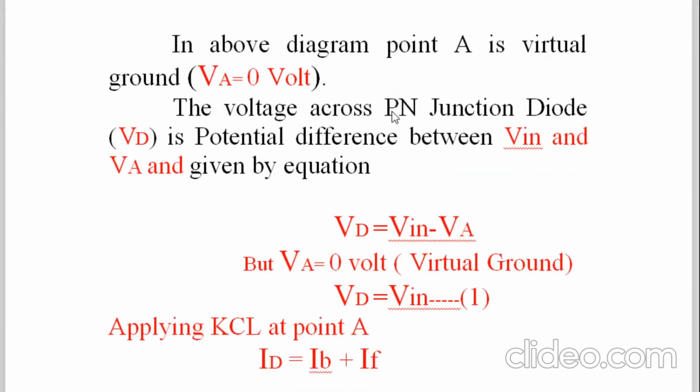So here the voltage across the PN junction diode VD is the potential difference between the input voltage V in, on the left hand side, and VA, on the right hand side. So VD is equal to V in minus VA. But VA is equal to 0 volt, because it is a virtual ground. Therefore VD equals V in, and this will be our first equation, just by applying the logic of potential difference.